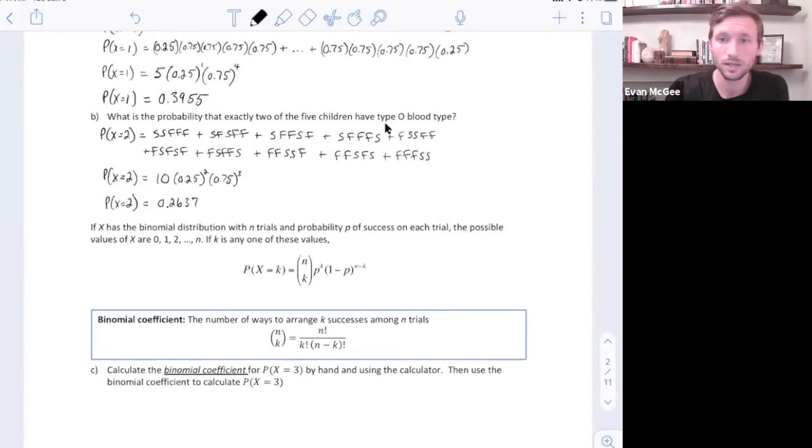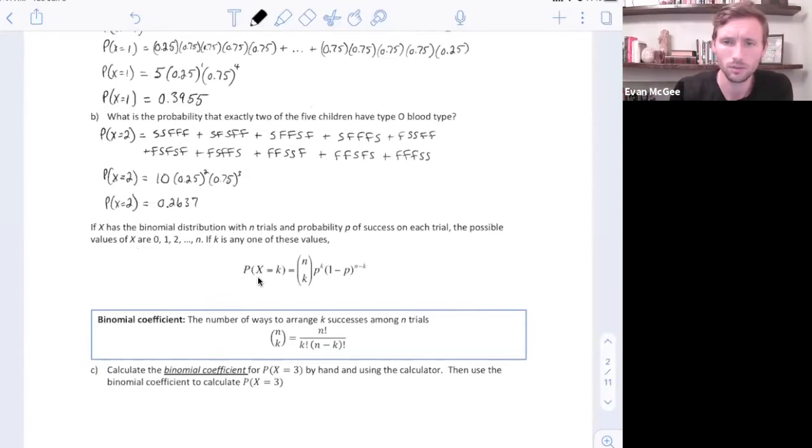There is a formula that you can use. You will never have to actually write out all of the different ways. I'm going to teach you a way to calculate all the different arrangements of the number of successes that you have, using what's called the binomial coefficient. The binomial coefficient for the first problem was 5. The binomial coefficient for this problem was 10. I'm going to show you how to calculate that value based on the number of trials and the number of successes in those trials.